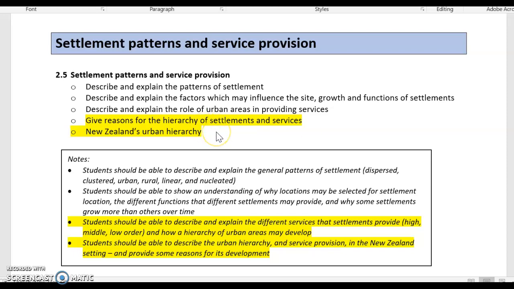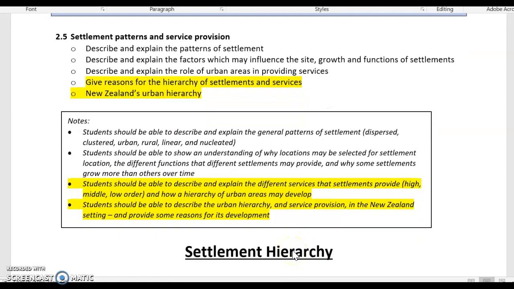Then it also says here New Zealand's urban hierarchy. You need to know about New Zealand's urban hierarchy, and that relates to the diagram that you would have been looking at yesterday about settlement hierarchy and about how cities are ranked and how they relate to each other, but also how they make themselves very individual to other cities as well. And then there's a little bit more expanded information about settlement hierarchy down here that I've highlighted for you that you can have a read through.